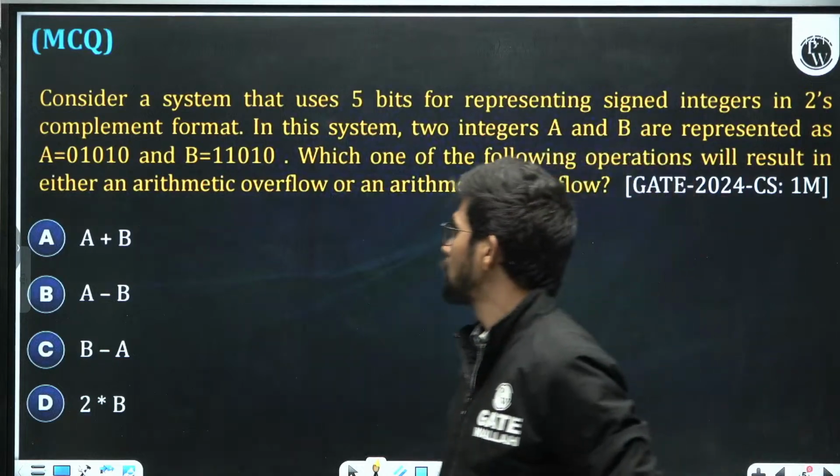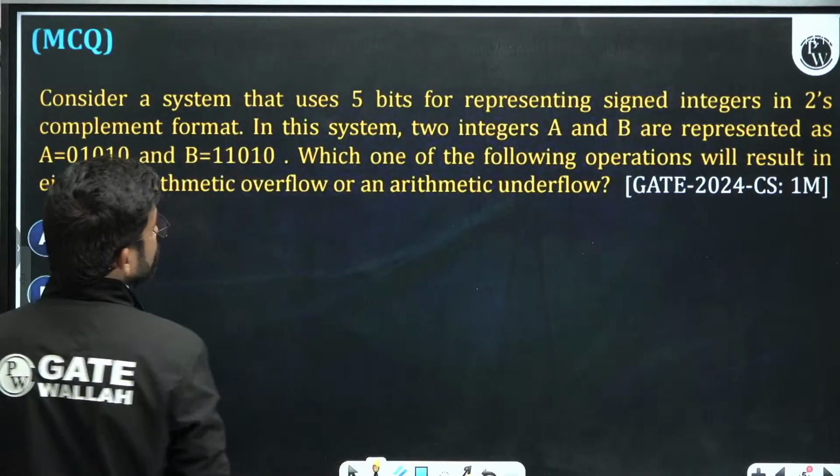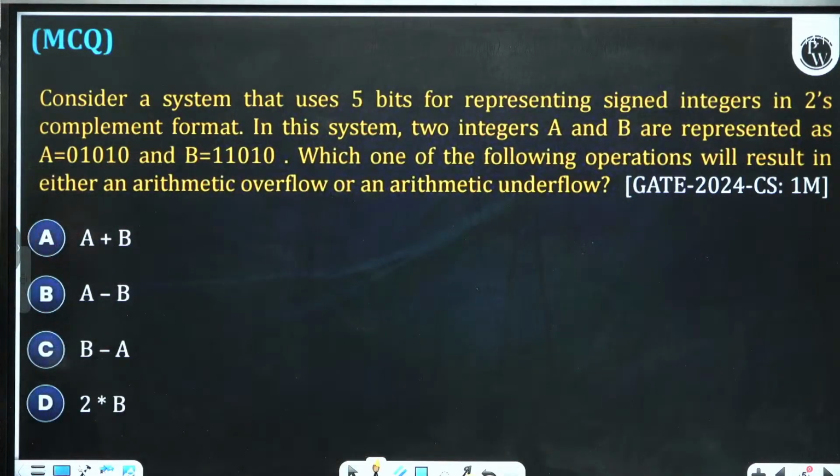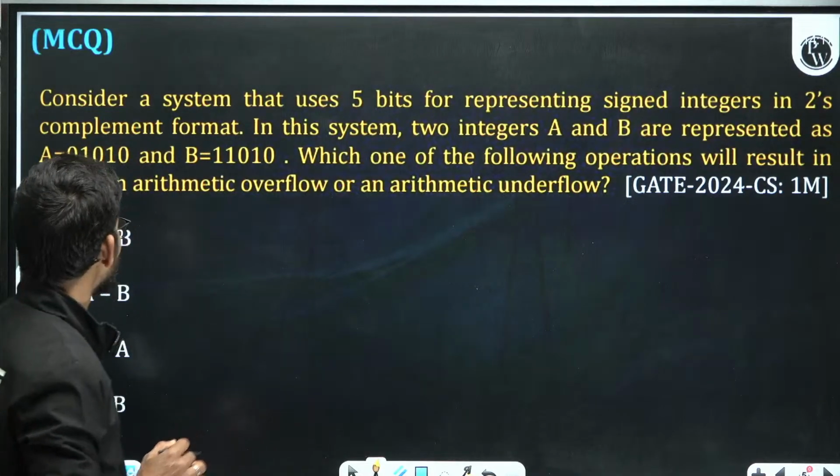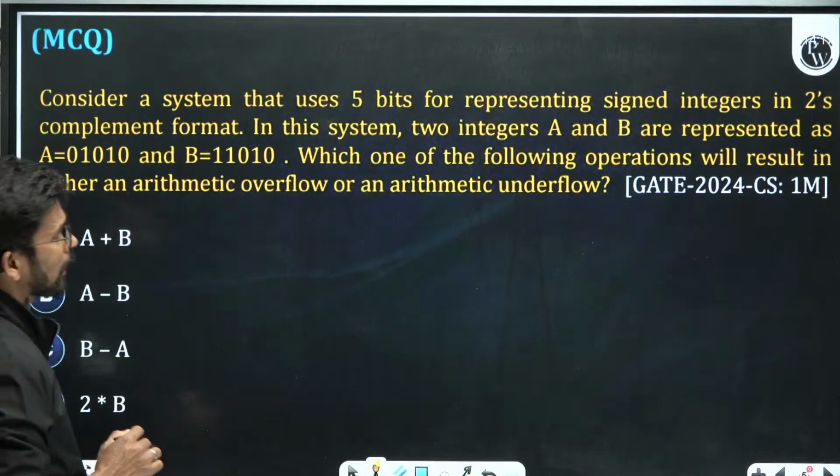What is the answer of this question? Consider a system that uses 5 bits for representing signed integers in 2's complement format. In this system, two integers a and b are represented as this and this. Which one of the following operations will result in either an arithmetic overflow or an arithmetic underflow?